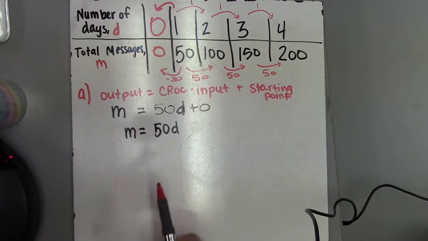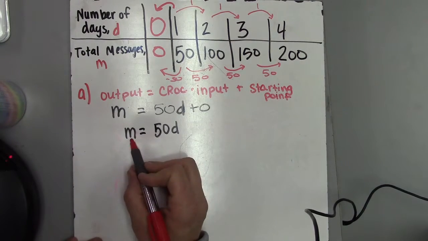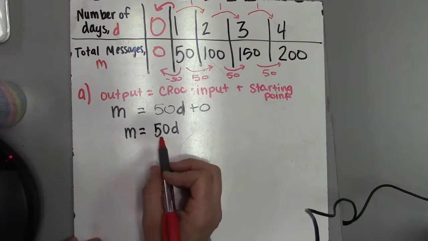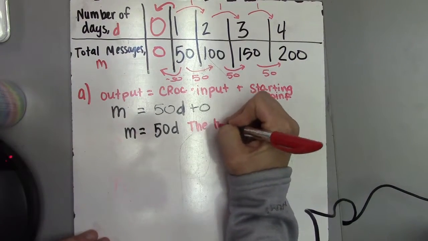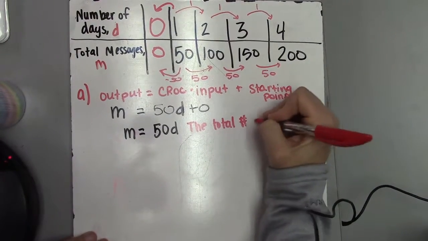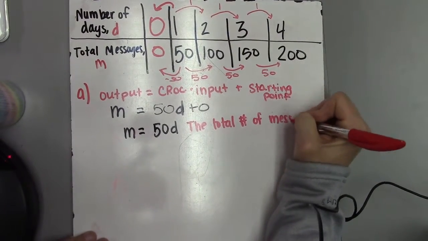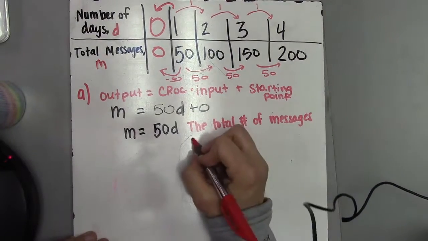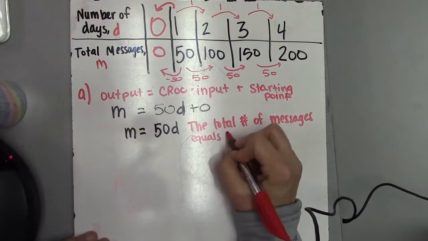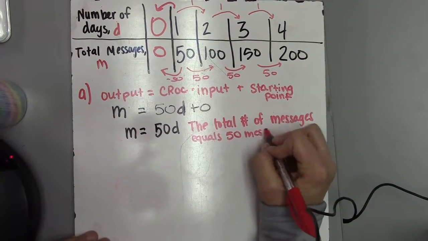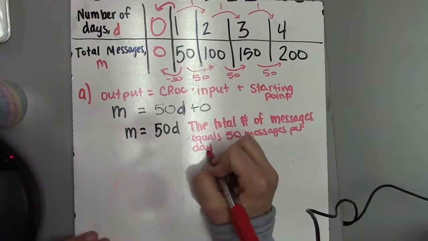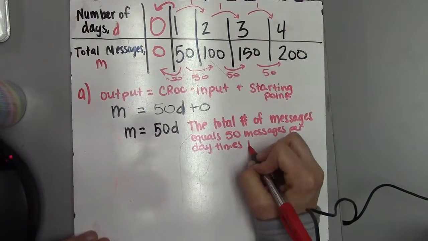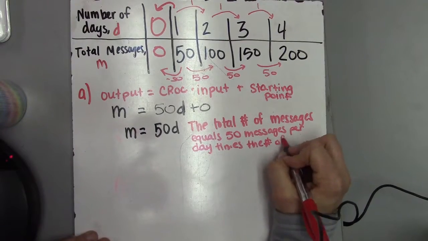Now, the second part of A is explain or describe the relationship in words. So the total number of messages equals 50 messages per day times the number of days.